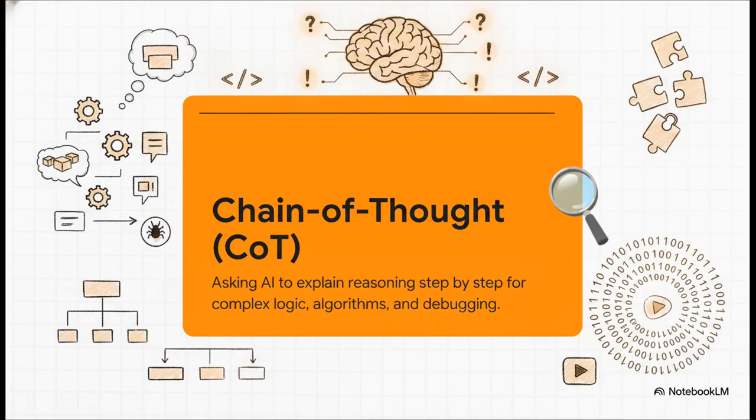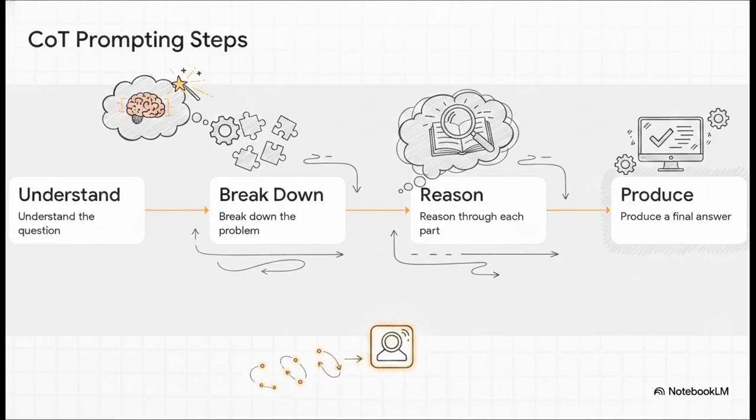Now, if you're deep in the weeds with complex algorithms, tricky logic puzzles, or a brutal debugging session, the chain of thought technique is your absolute best friend. Instead of just asking for the final answer, you're commanding the AI to expose its internal scratchpad. Seriously, just dropping in a simple, magical phrase like, "let's think step by step," completely changes the game. It forces the model into 4 internal steps: understand, break down, reason, and produce. By forcing it to write out its reasoning before generating the final code, the model is vastly more likely to catch its own errors and avoid those massive logical leaps that end up breaking your app.